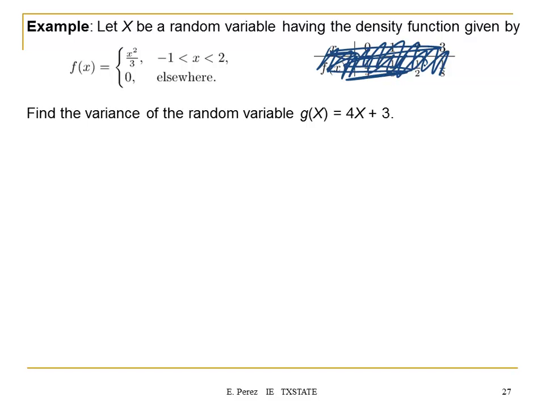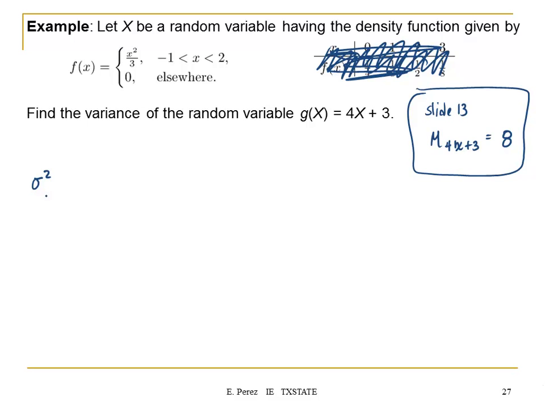And I want you to find the variance. This is a continuous distribution for the random variable that is defined by this function, g of x equals 4x plus 3. So again, this is a problem that we already worked if you look at slide number 13. In slide 13, you have that the mean of 4x plus 3 equals 8. Okay, so we're going to use that information to find the variance of 4x plus 3.